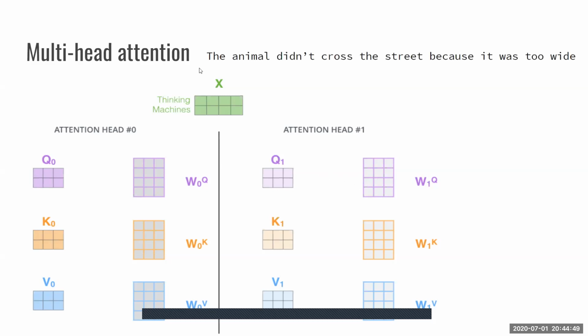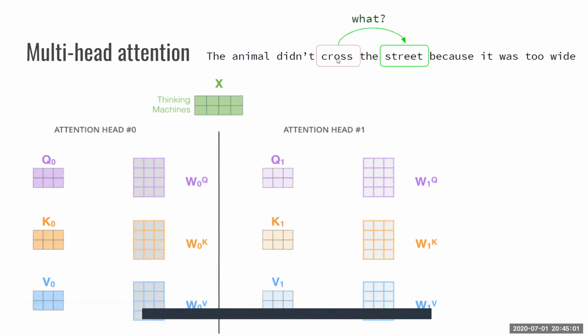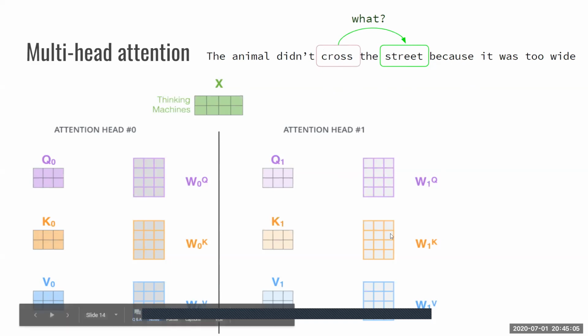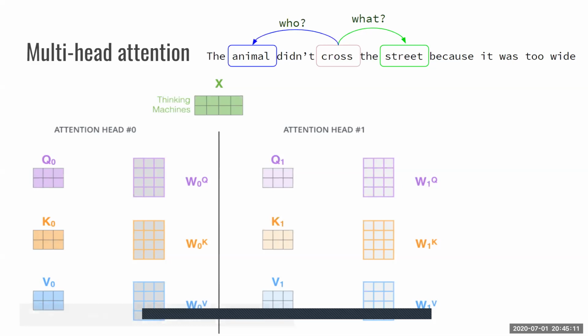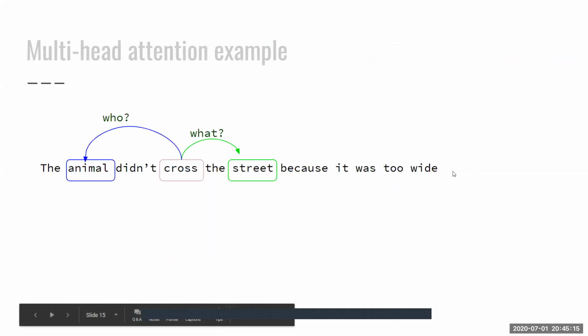For example, we have the sentence: the animal didn't cross the street because it was too wide. For the word cross, the first head focuses on the question cross what, street, and we have a high correlation between cross and street. But another attention head can focus on another question, like who crossed the street, the animal. So this is how different attention heads work in multi-head attention.